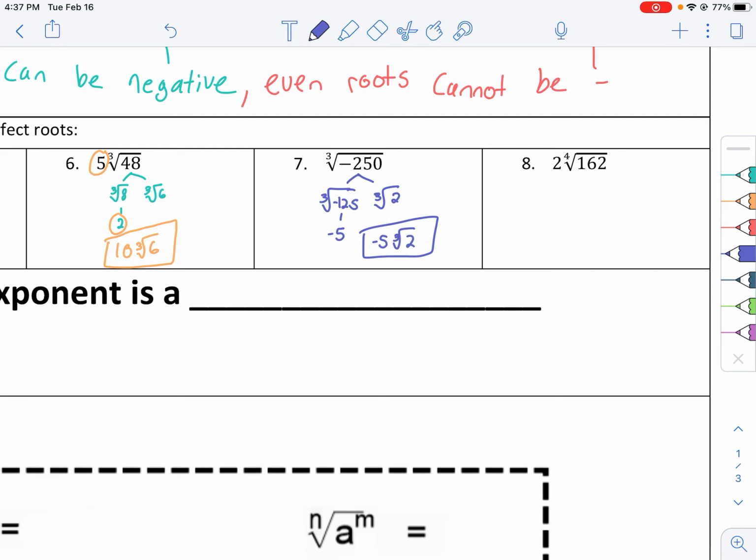All right, 2 and the 4th root of 162. Feel free to practice that one to see if you understand what's going on with these.